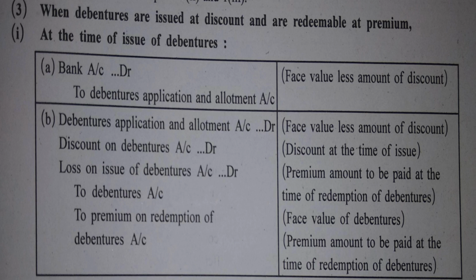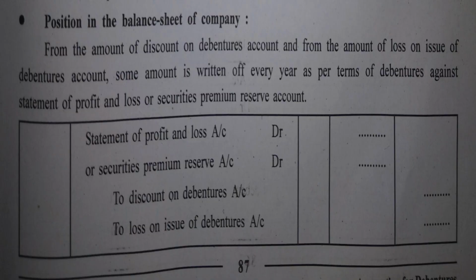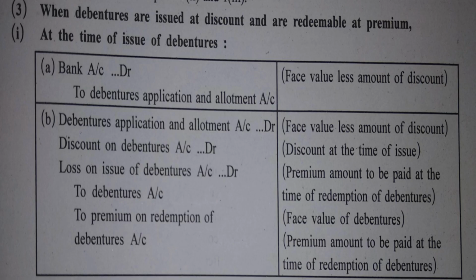So loss on issue of debentures account debit, premium on redemption of debentures account debit. The second journal entry remains common. The only new thing in the second journal entry is discount on debentures account debit. Nothing new. The first journal entry is similar. The second is also similar. The only new thing debited here is discount on debentures account. That's the only change. Nothing else. Alright?